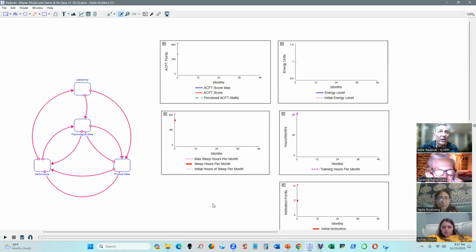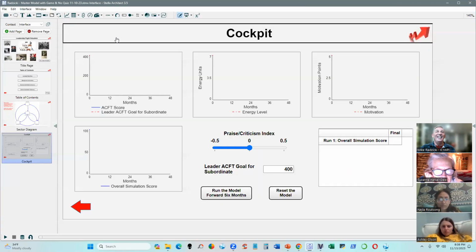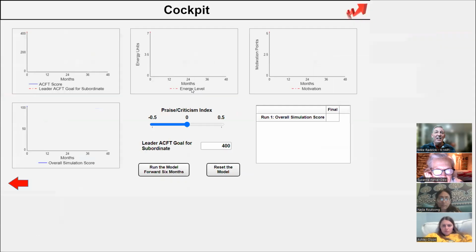I'm not going to reopen it. I don't know why that disappeared on me. In the interest of time, already over time. Then we made a game out of it.